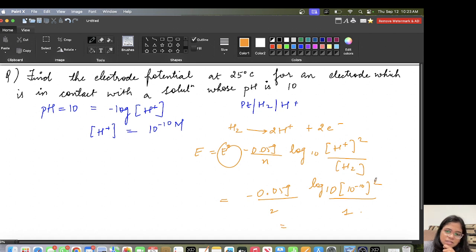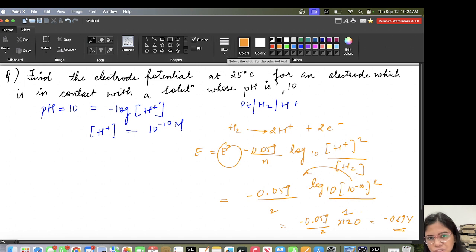When you solve this, 10 to the power minus 20 it will become, and this 20 will jump out. So minus 0.059 by 2 into minus 20, which when you solve, this will be plus 20, so the answer is minus 0.59 volt. This is how you do all the equations. The major tip to identify whether oxidation or reduction is happening is the platinum here.